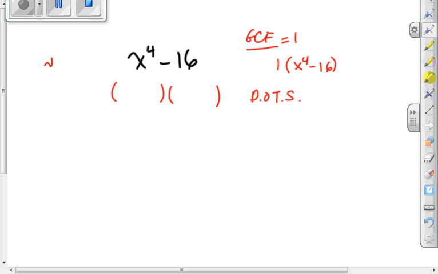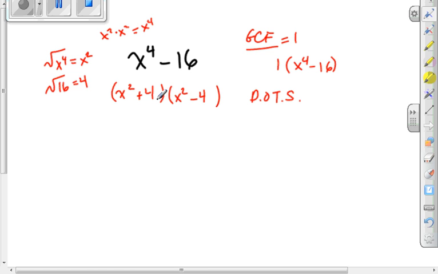We'll just need to think about the square root of x to the fourth and the square root of 16. The square root of 16, of course, is 4. The square root of x to the fourth is x to the second, since x squared times x squared would give x to the fourth. So our conjugate pairs will be x squared plus 4 times x squared minus 4.